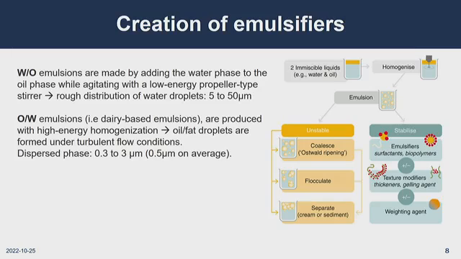Then the opposite, oil in water. Oil in water emulsions need more, high energy to homogenize, because it's not easy to homogenize oil in water compared to homogenizing water in oil. As I said, they need high homogenization. These droplets are formed under turbulent flow conditions, so it's a high level of agitation. The dispersed phase, or the droplets of oil, are smaller. They usually have an average of 0.5 micron.